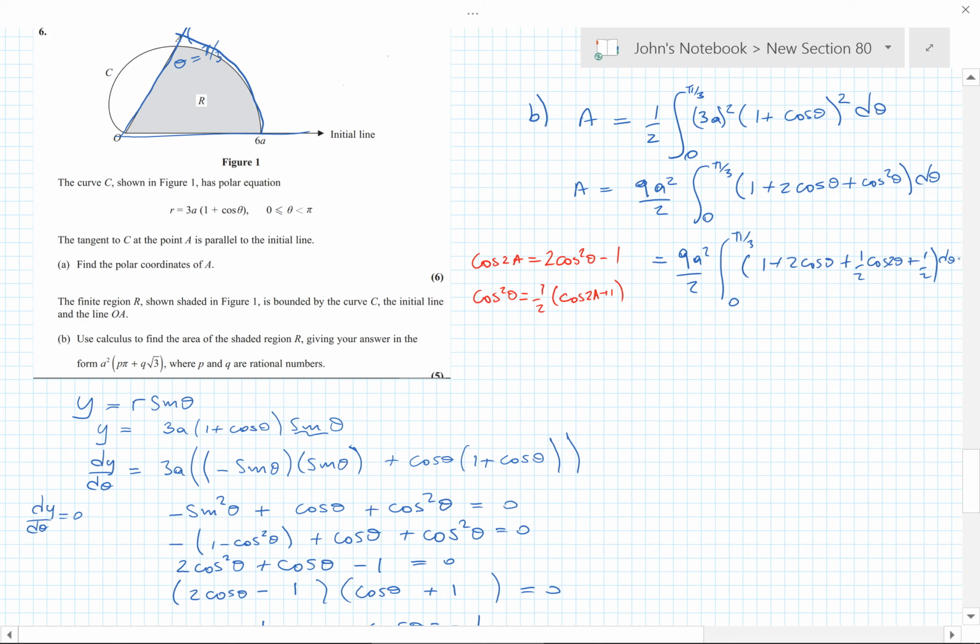Okay, right, okay, so let's bring the two numbers together before I integrate.